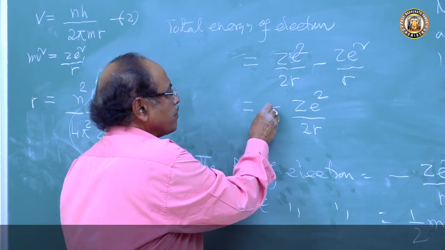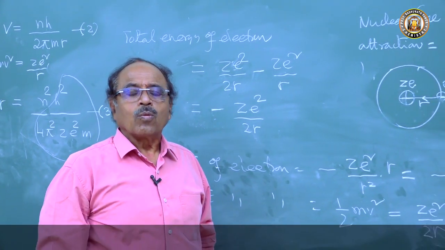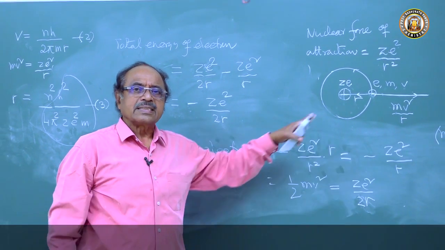Why does this negative value come? How do we calculate the energy? This is the electrical field.